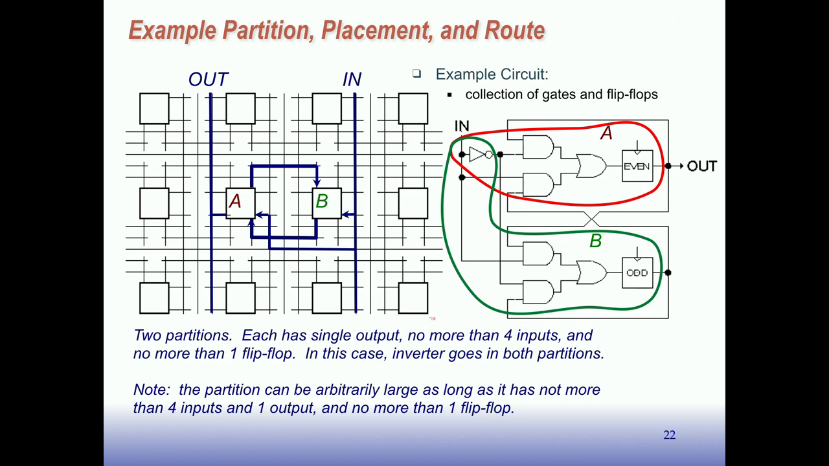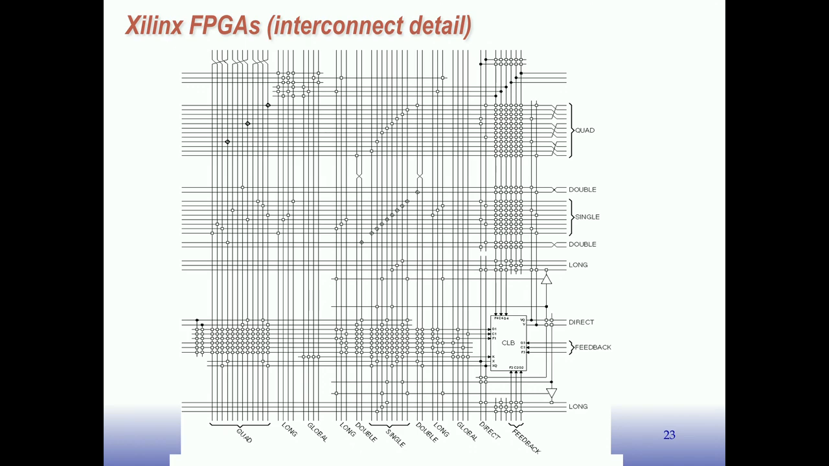So this is idealized. Let me show you what a real logic cell and interconnection looks like. This is from an older Xilinx FPGA. The logic block is here with its inputs and outputs. This is the wiring that's associated with one logic block. So this would be a tile, and this gets replicated. This shows you all the different variety of wires.